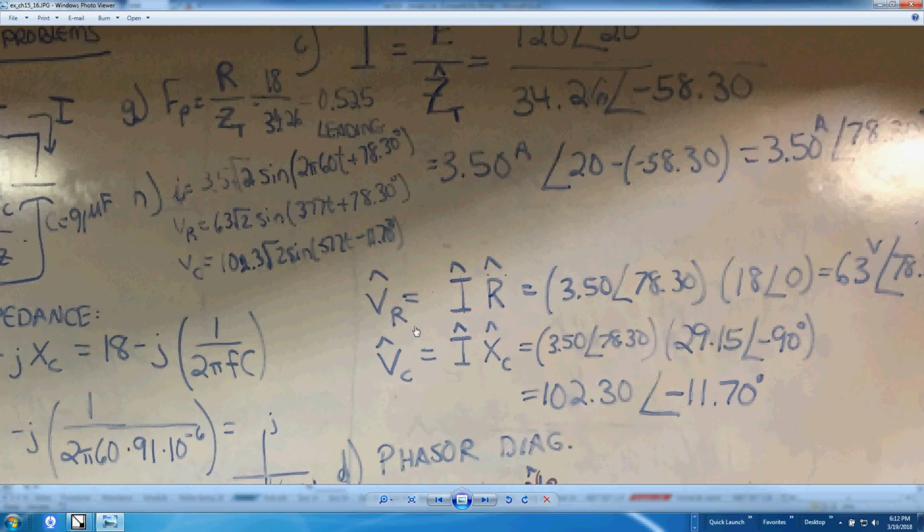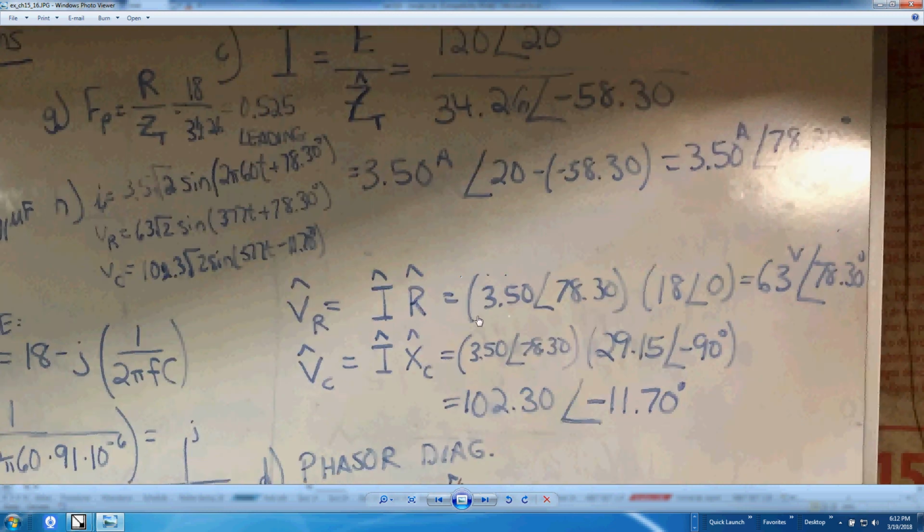The next part of C asks for what is the voltage across the resistor in phasor form. That's just going to be V equals IR. We put I in here. R is equal to 18 with an angle of 0. 3.5 times 18 equals 63. The angle is 78.30 plus 0 equals 78.30.